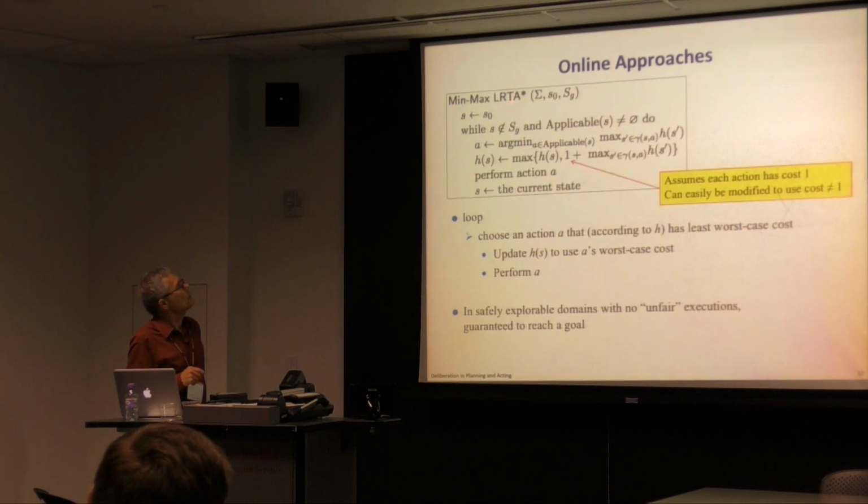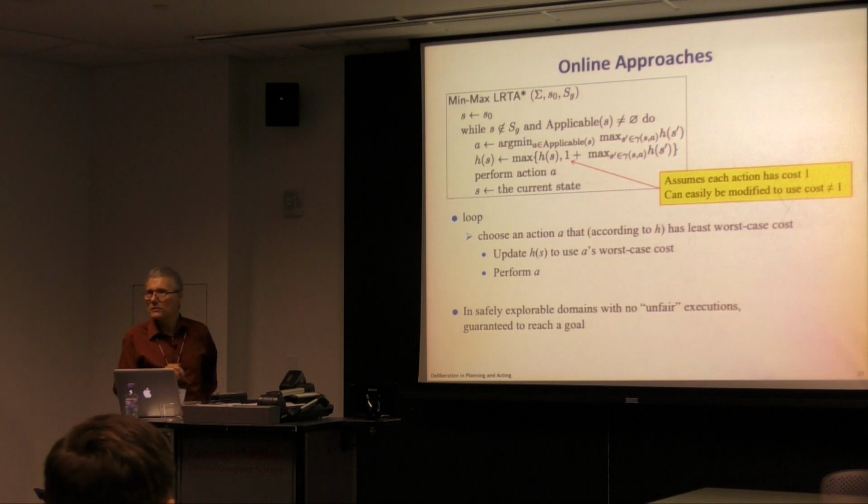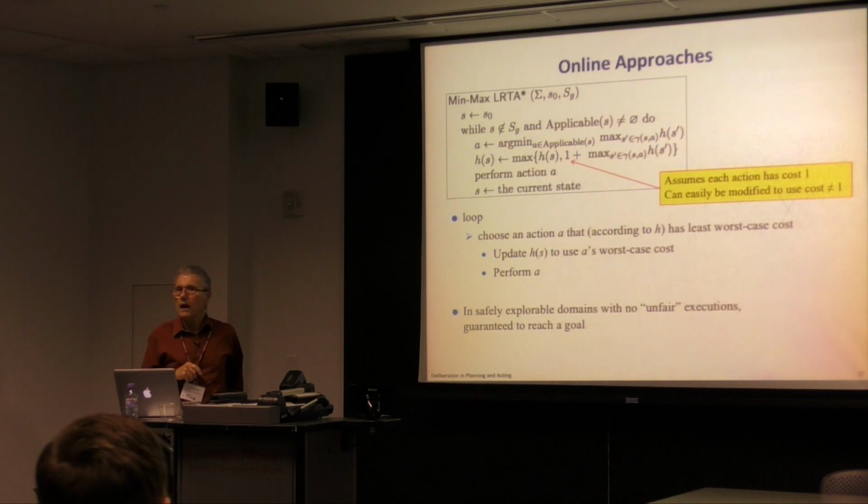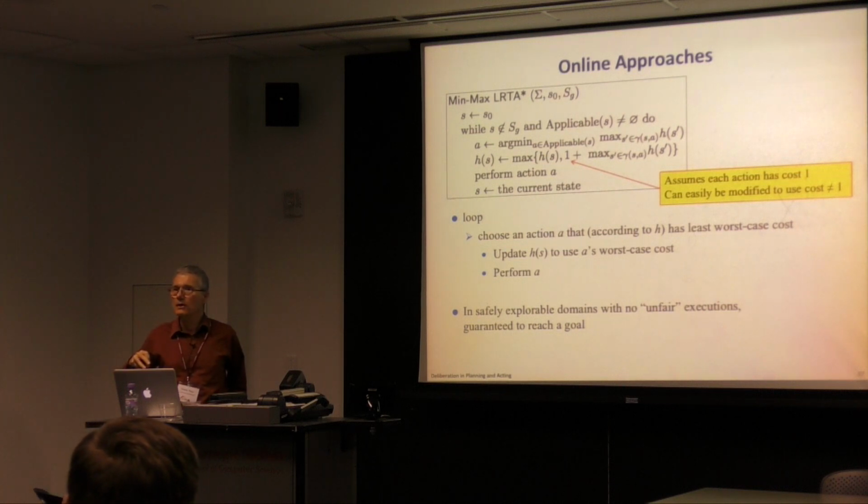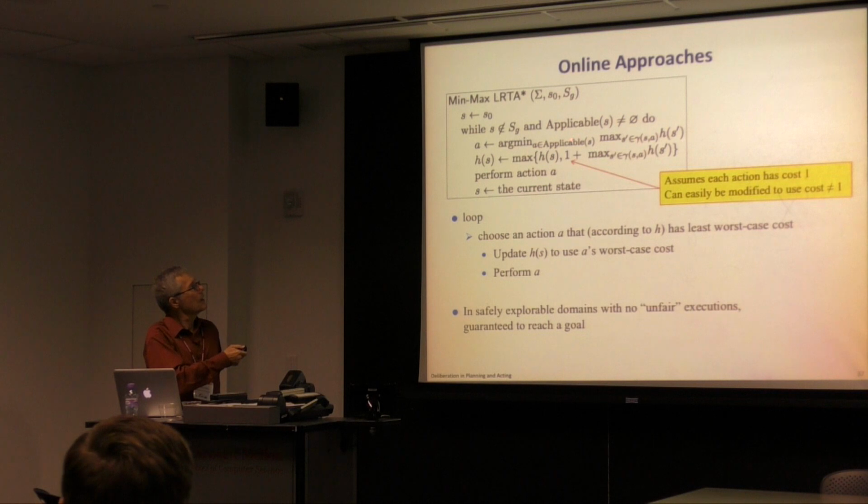The reason this is called min-max LRTA star is there's a well-known algorithm for MDPs called LRTA star. We can't quite do it the same way that it works on MDPs since we don't have probabilities. So instead of taking an expected outcome here, we're taking the worst case outcome.